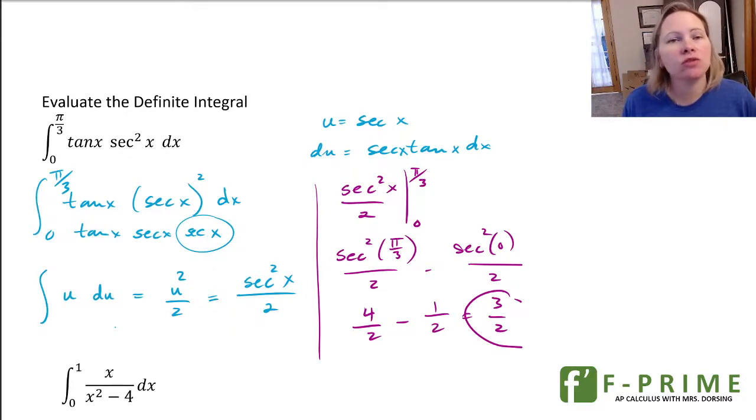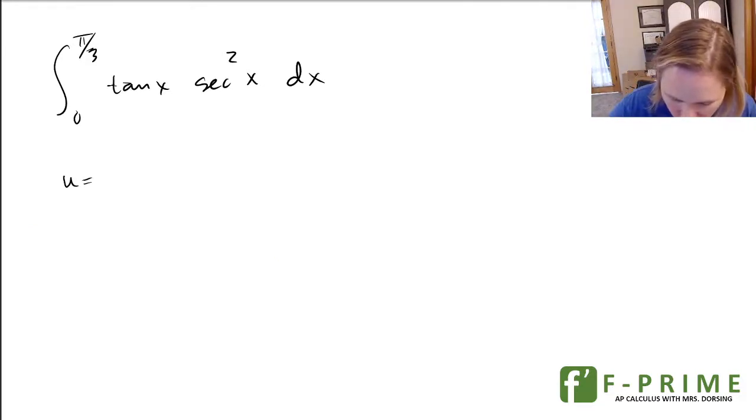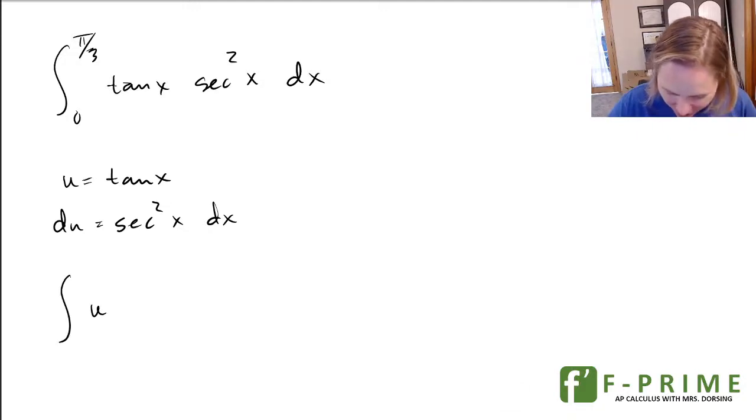Now, that's if I let u be equal to secant. What if I chose u to be a different value in this problem? I would argue that it would produce the same result. So let's see how it plays out. So this time, I'm going to let u be the tangent, which means du is secant squared. That's handy. So that means that I'm going to be evaluating the same exact integral, u du, which means it's going to be u squared over 2.